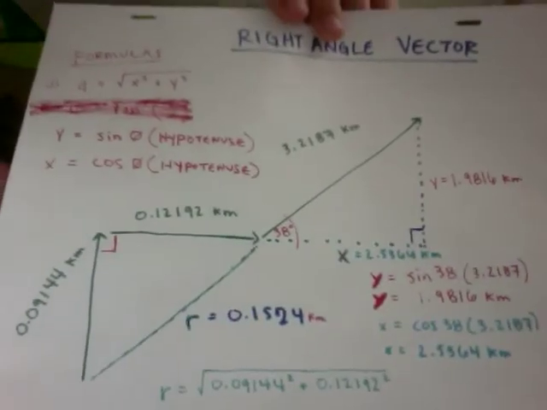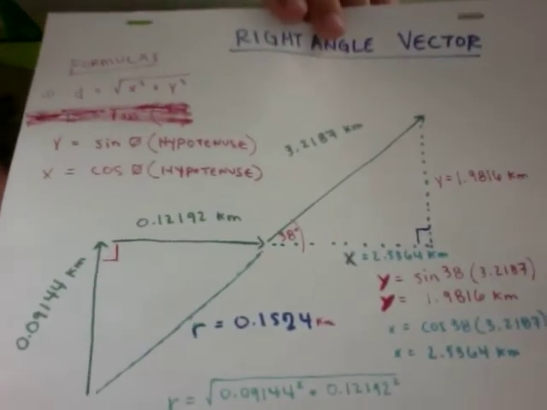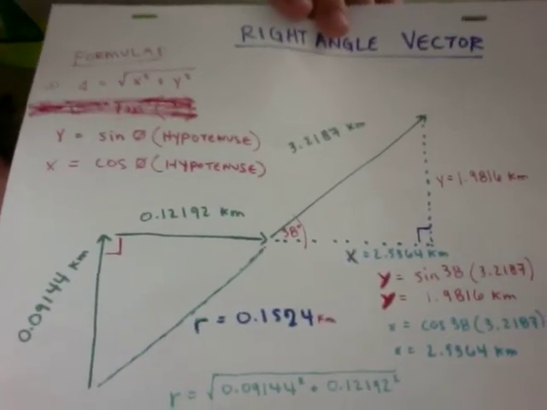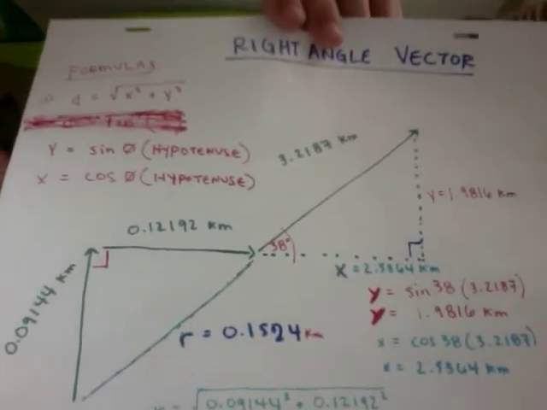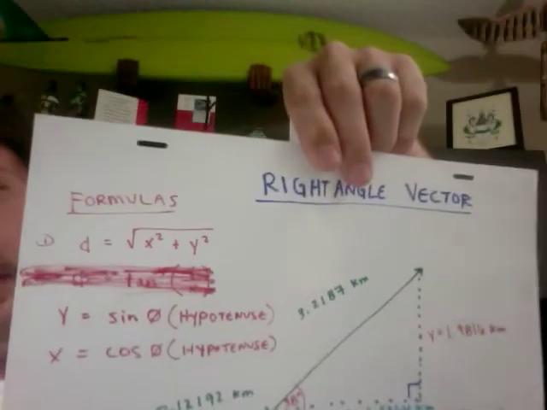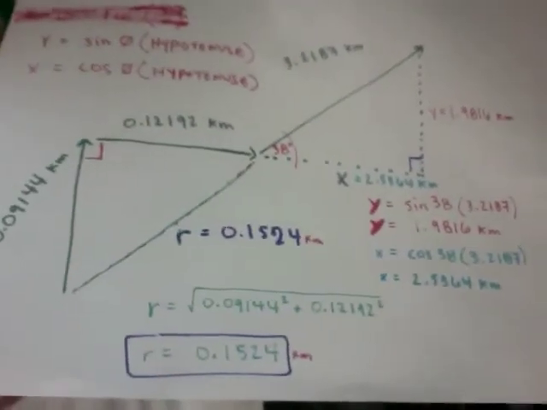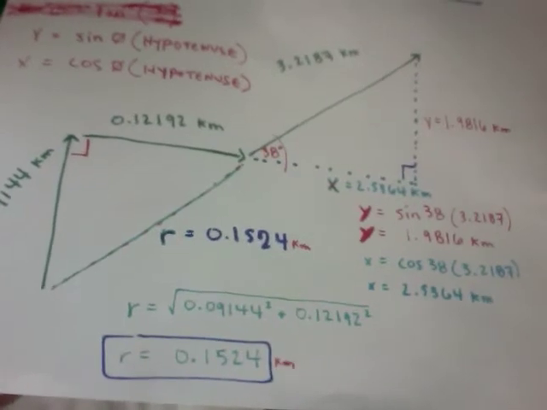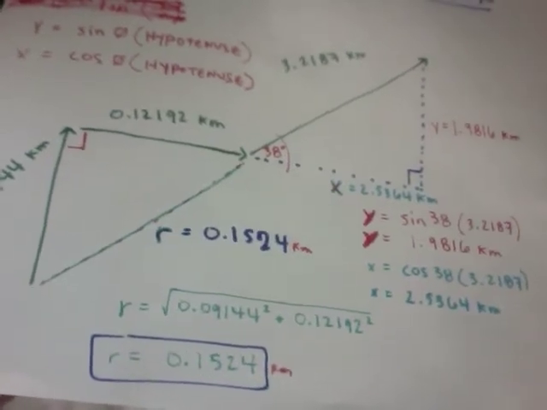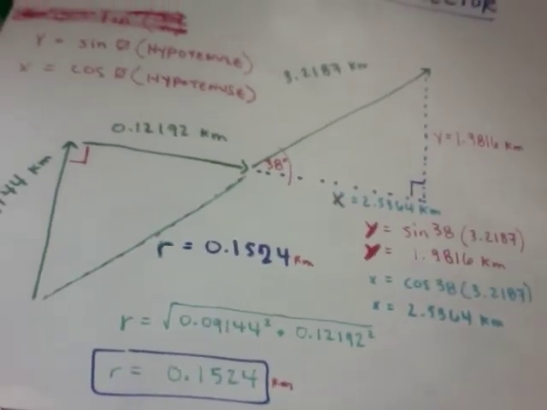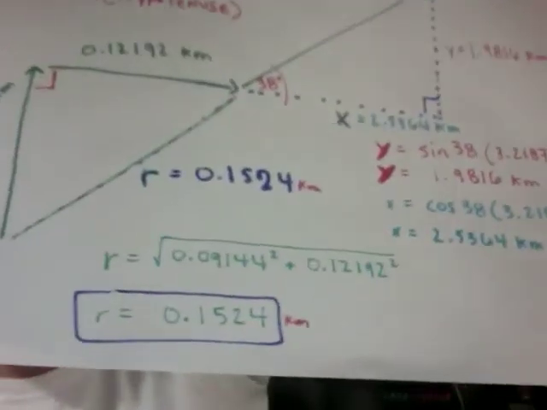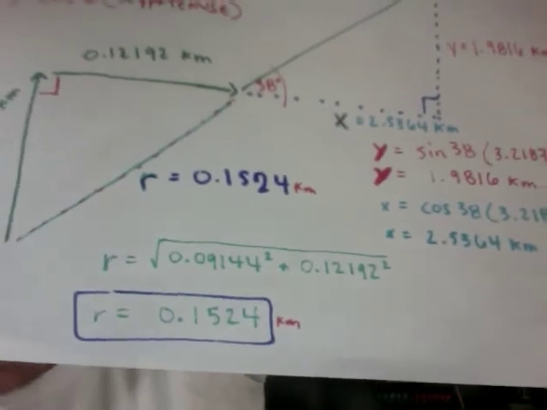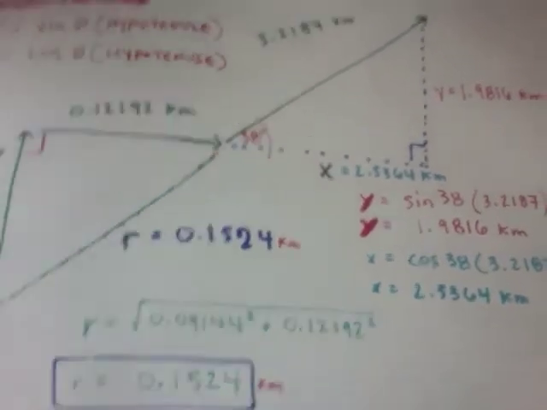So first, with our first step, we take the bottom left triangle. We went north at 0.09 kilometers and we turned east at 0.12 kilometers. We use the distance formula for this to get the hypotenuse. As shown on the bottom, you take 0.09144 squared plus the x side, which is 0.12192 squared. Take the square root and you get the distance of r is 0.1524 kilometers.